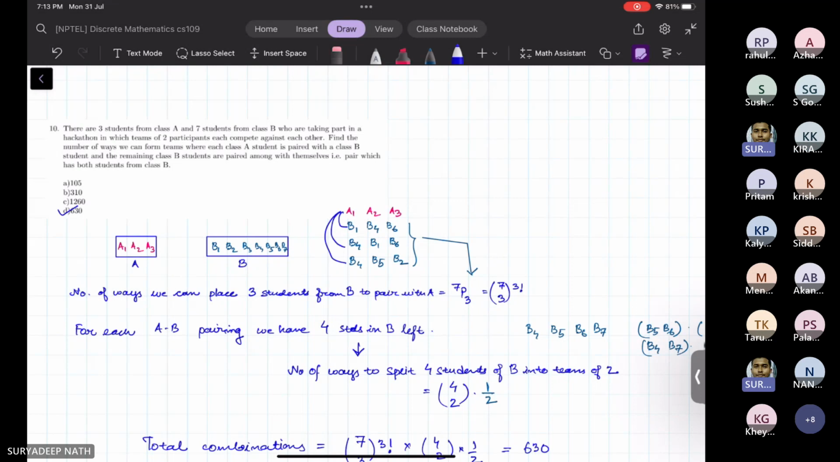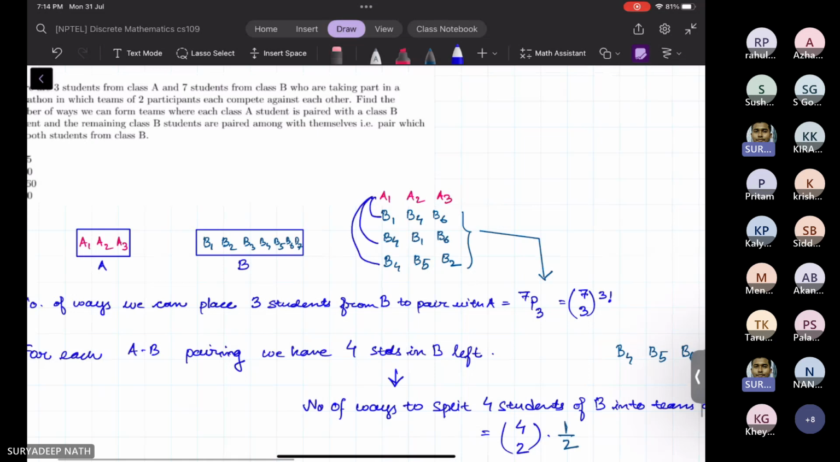Okay, so the main difference between the two is that in permutations, the order matters. In combinations, the order does not matter. So if in this very problem we had to pick 3 students from the 7 B students, that would be a combination problem. We pick any 3, and it does not matter in which order we pick. We are just interested in picking the 3.